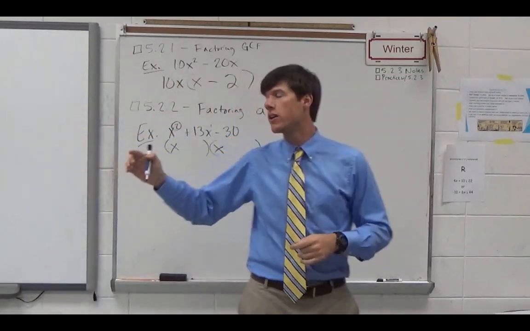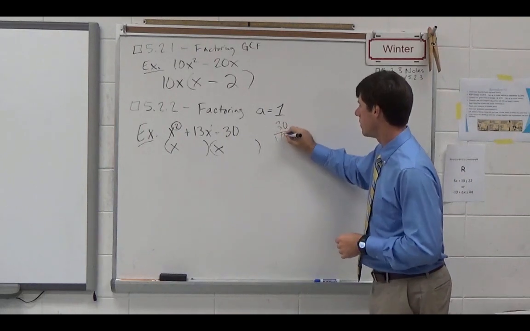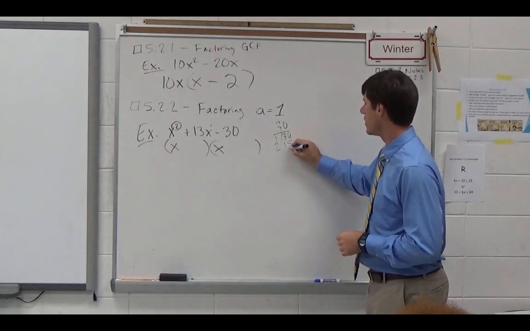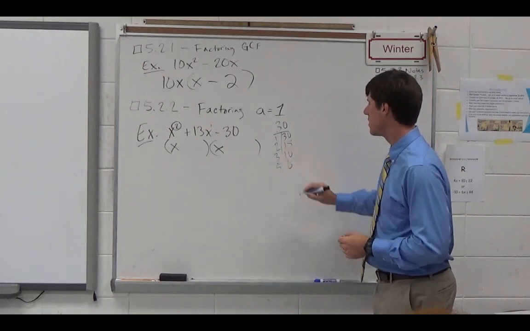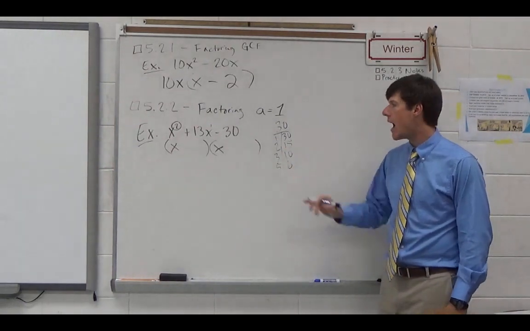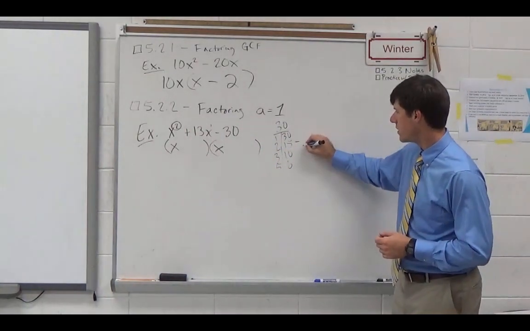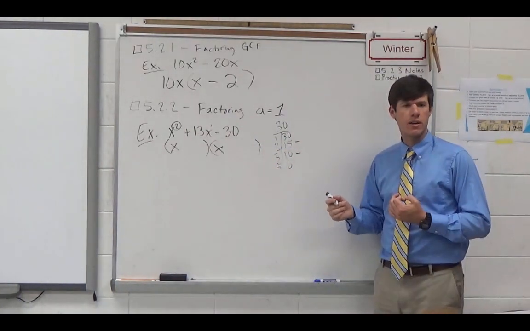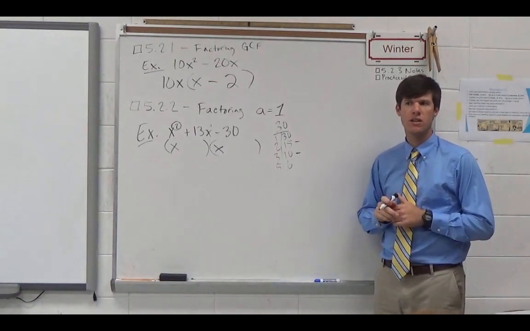I look at my 30 at the back end, and I say, what are my factors of 30? 1 and 30, 2 and 15, 3 and 10, 5 and 6. I'm looking at these, I'm like, how could I get positive 13? 2 and 15. Well, 3 and 10 could also get it. But why doesn't 3 and 10 work? Does anybody know?